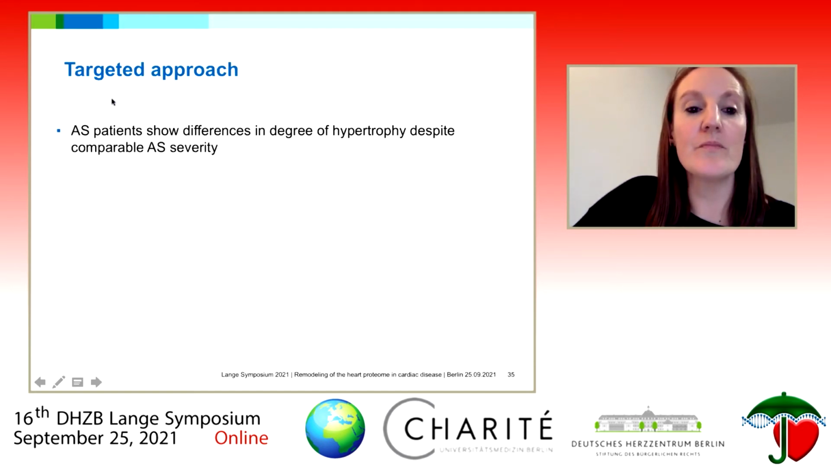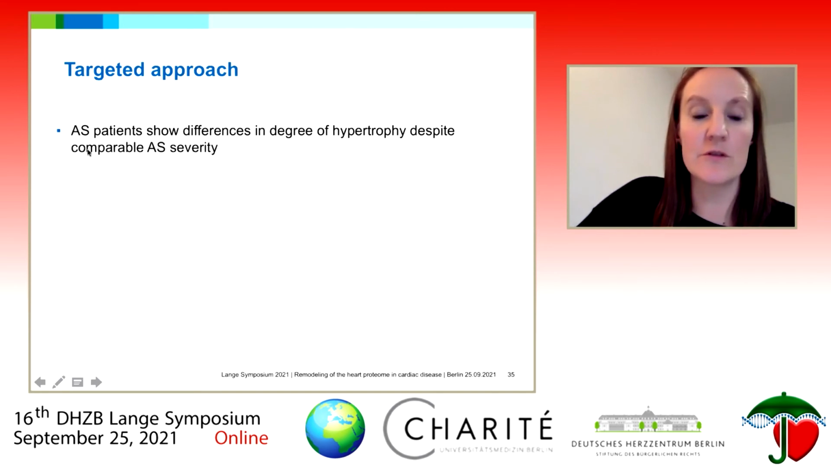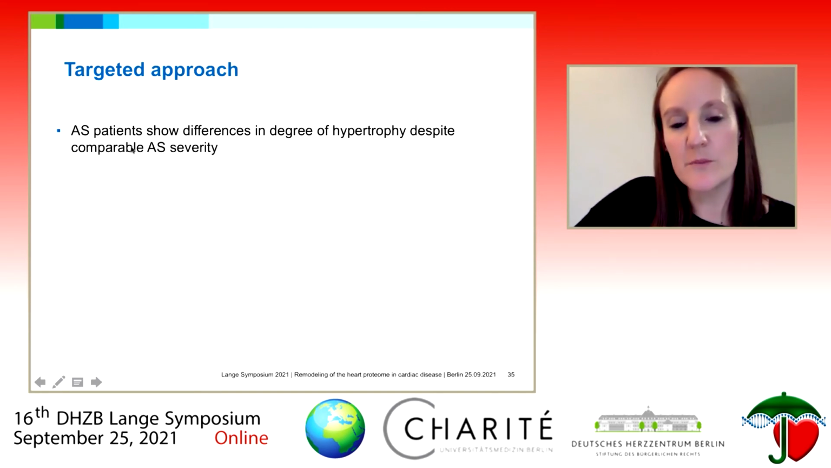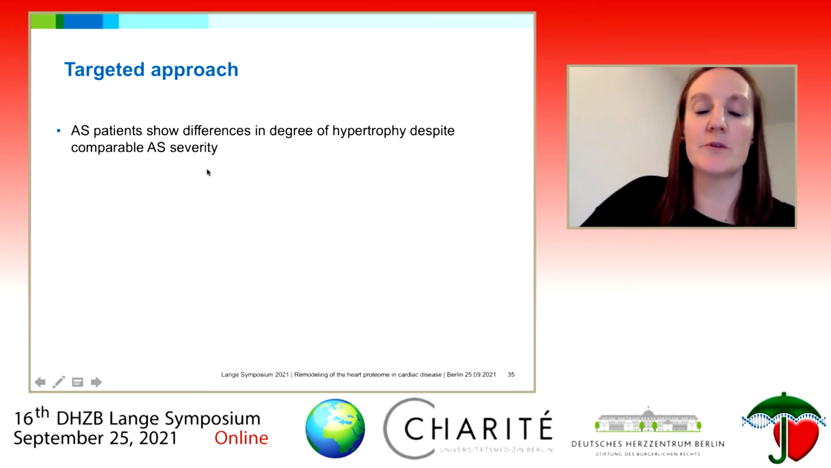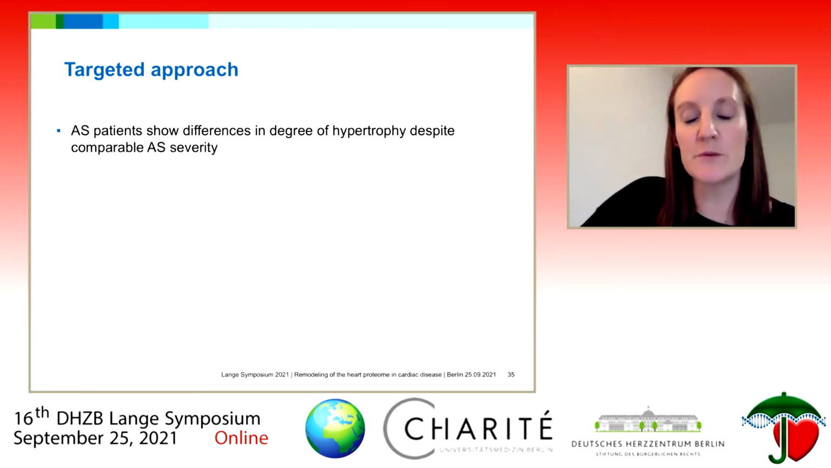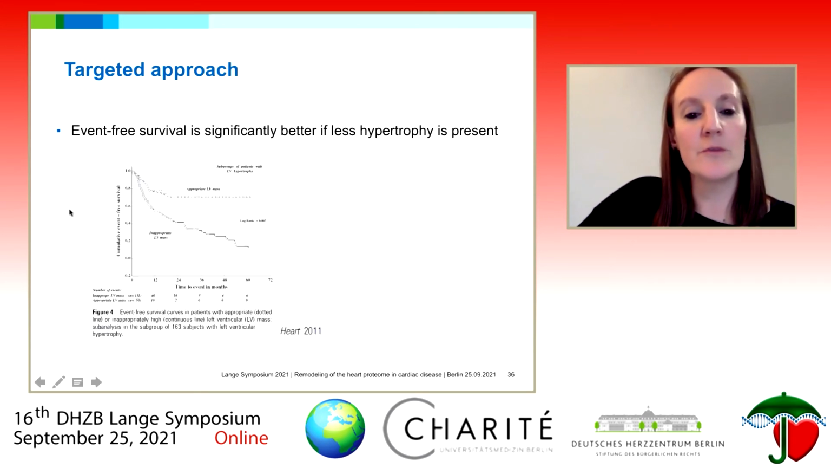We also pursued a targeted approach in our patients with aortic valve stenosis. So aortic valve stenosis patients show differences in the degree of hypertrophy despite comparable AS severity. So not only differences in hypertrophy between female and male patients, but also between female patients and between male patients. And it's known from the literature that event-free survival is significantly better if less hypertrophy is present.